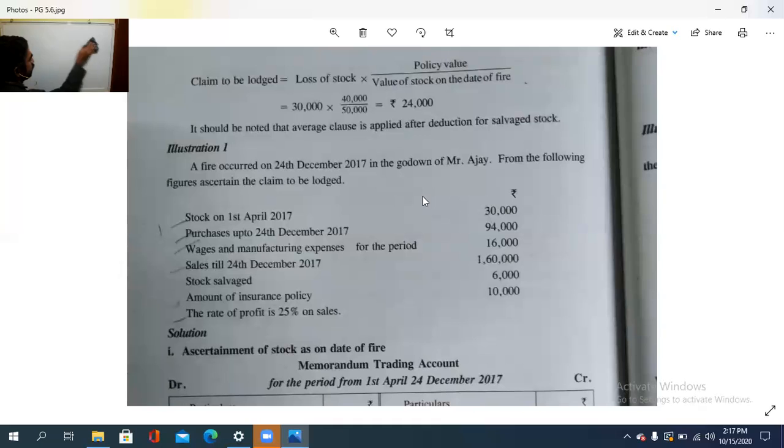So we need to prepare the memorandum trading account and deduct in that way, and then arrive at the claim to be lodged. Three things we need to calculate here. From the following figures, ascertain the claim to be lodged. Firstly, ascertainment of stock on fire. The first case is ascertainment of stock.